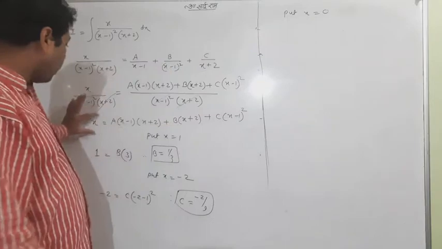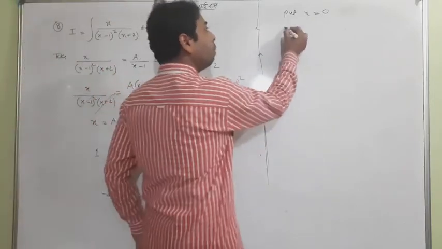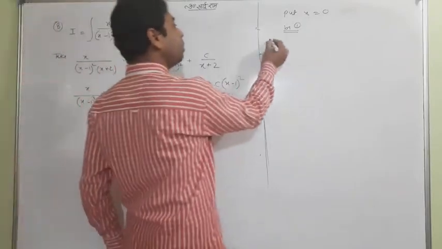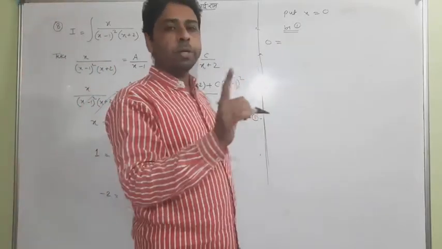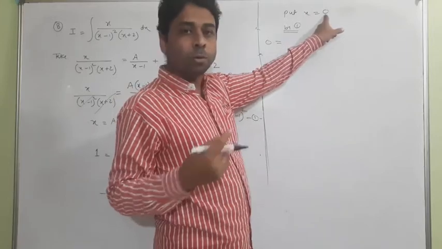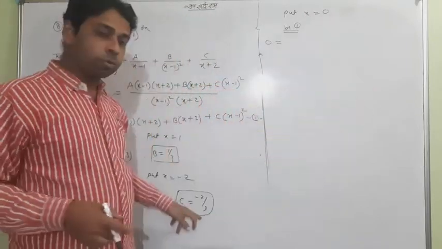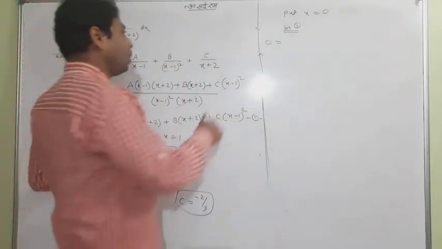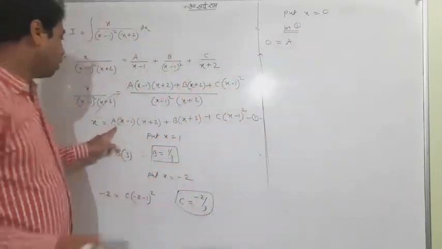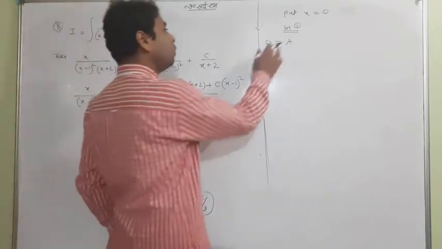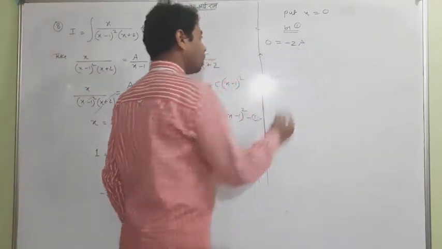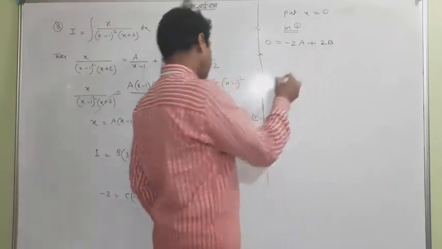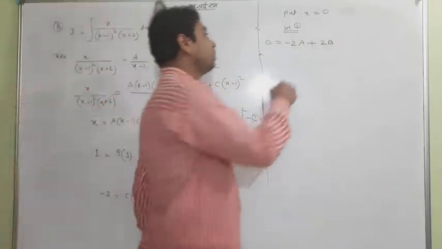And see the equation, one by one, what it is. Don't confuse. Again I repeat my sentence that you can put any value except 1 and minus 2. So it is one of the easiest values, 0. So put 0 here. 0 equals A. What will come here? 0 and 0, 2 ones are 2, minus 2A. What about here? 0, 2B. And 0 minus 1 square, 1C.